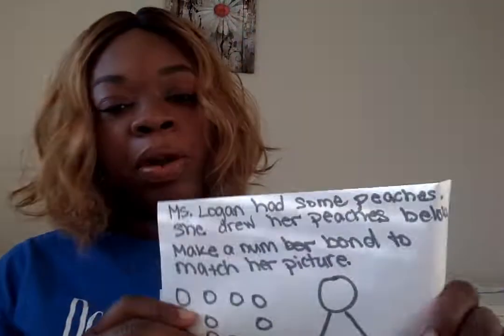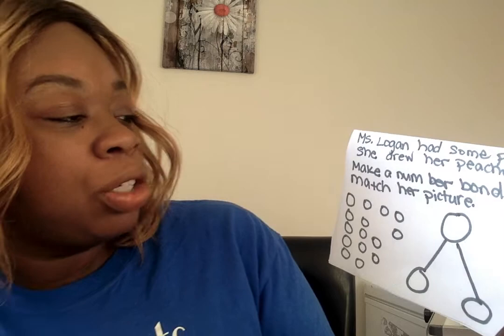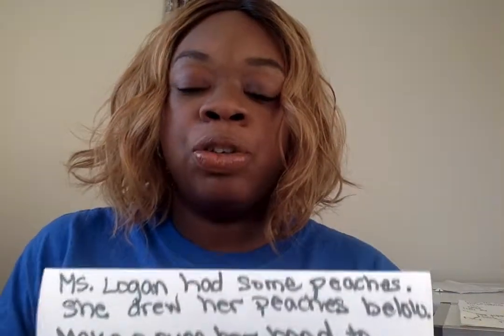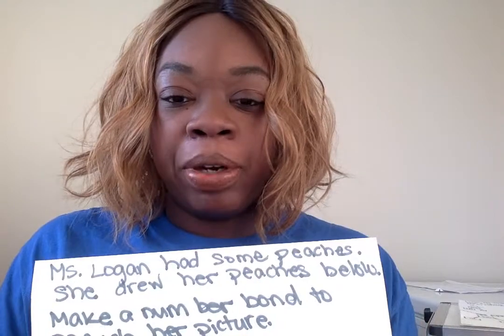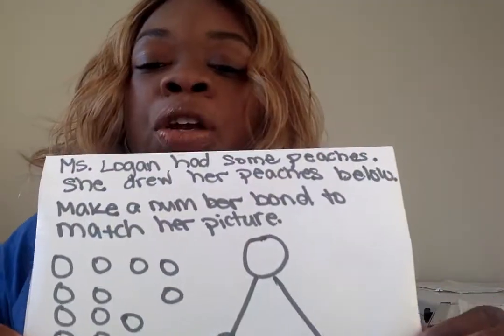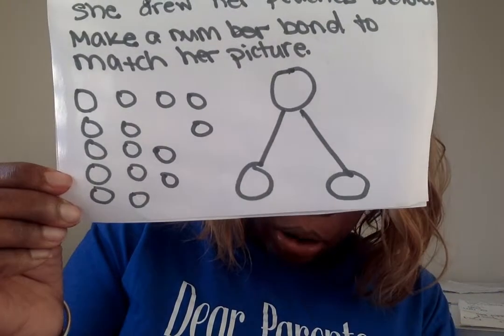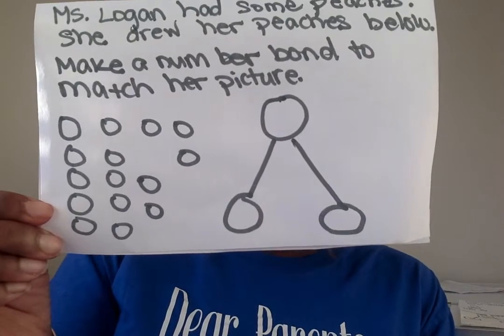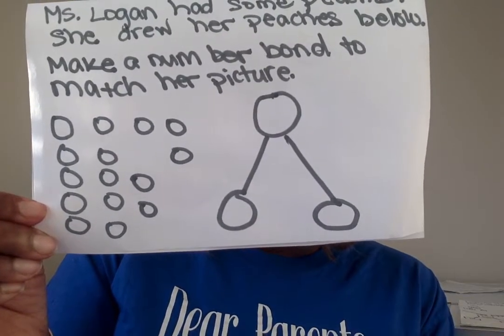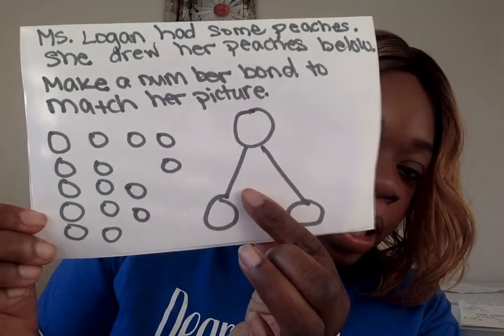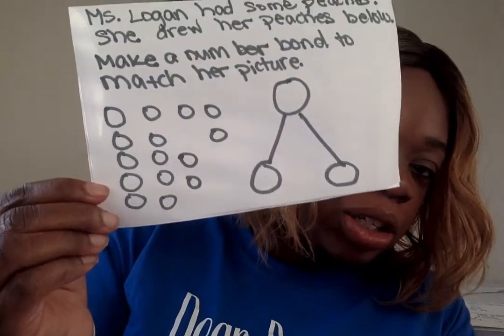All right, so I want you guys to practice one on your own. I'm going to read the directions to you, and I'm going to read it 2 times. Miss Logan had some peaches. She drew her peaches below. Make a number bond to match her picture. All right. I'm going to hold this up. I want you guys to draw this on your paper, and then you can do the problem. So I'm going to hold it here. You can press pause to make sure you get that picture correct, or you can just do your work from this picture, okay? I want you to fill in this number bond to match the picture of peaches that Miss Logan has.